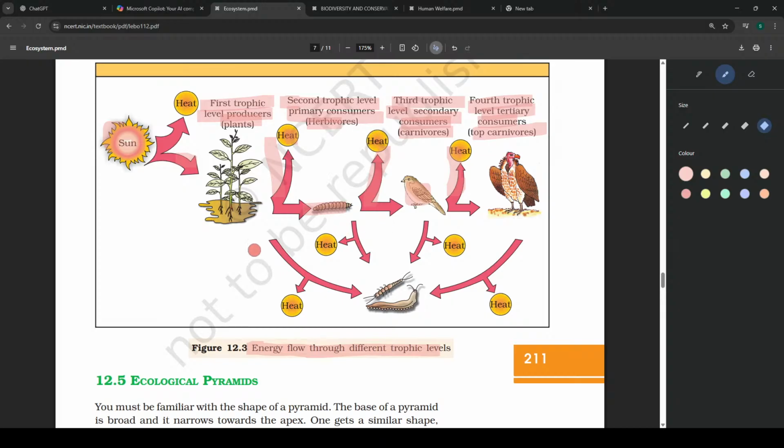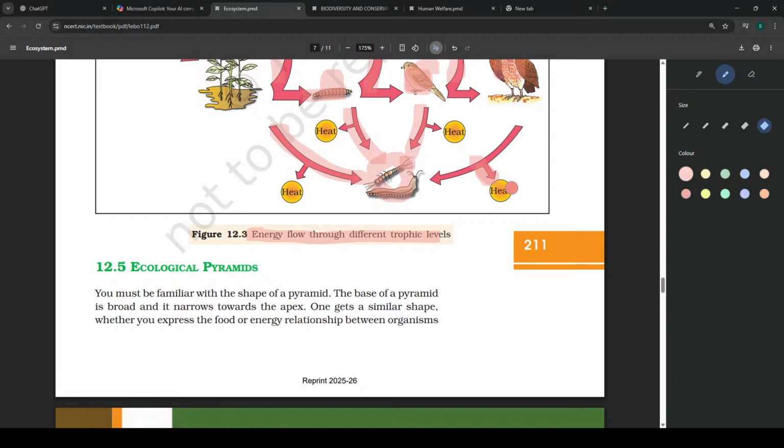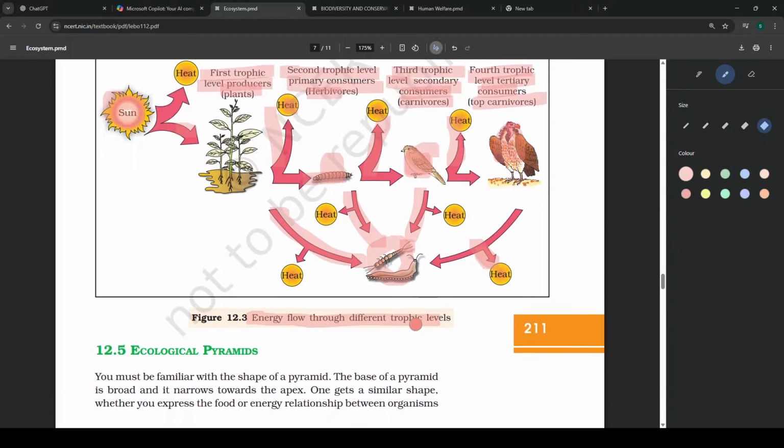Plants can also be eaten by these insects, and organisms at other trophic levels can eat these as well, and they will also release heat. Okay, no, these are decomposers, probably.